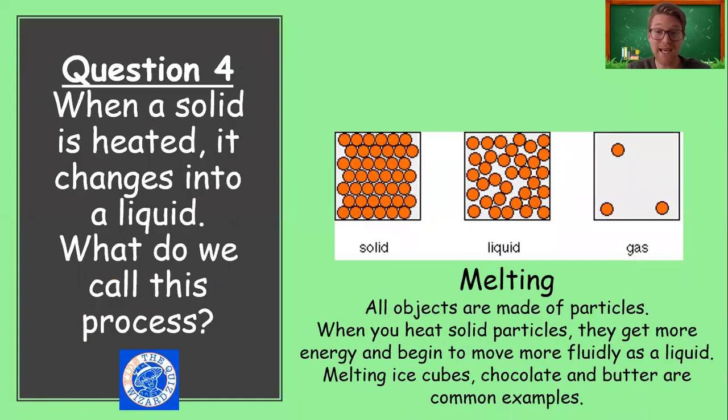Question 4, when a solid is heated, it changes into a liquid. We call this melting. All objects are made of particles. As you can see here, solid particles are really tightly packed. So when they get heated by something, they get more energy and they begin to become looser and move more fluidly as a liquid, okay? As you can see in the picture of liquid, they're not as tightly packed and the particles can move a bit more freely. So melting ice cubes, melting chocolate, and melting butter are common examples.